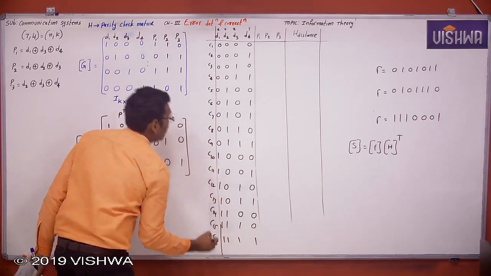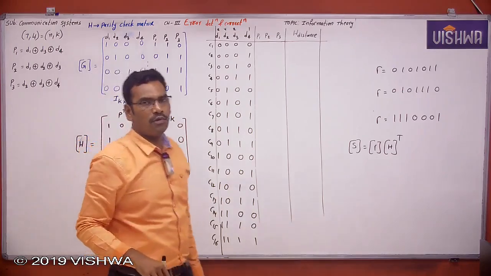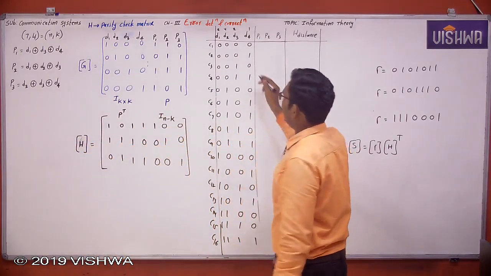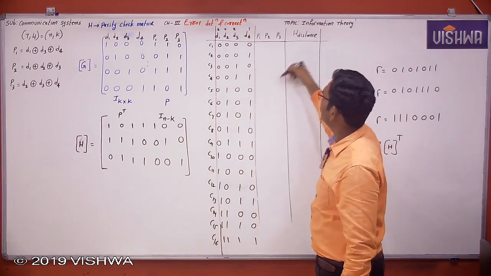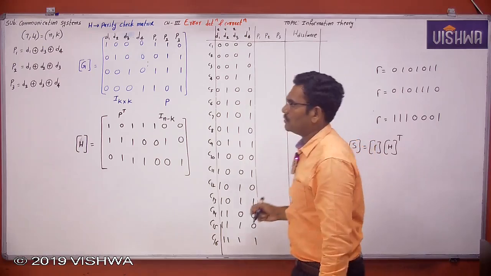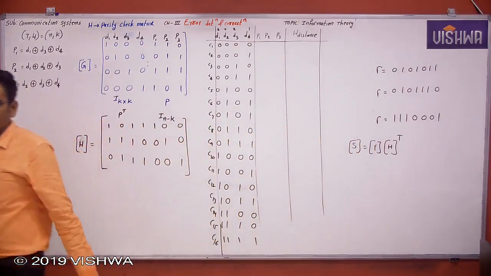Now these are the 16 possible codes, because 4 bits are the data bits. The parity equations are available. Based on that, you follow this and the Hamming distance, and this is the procedure.